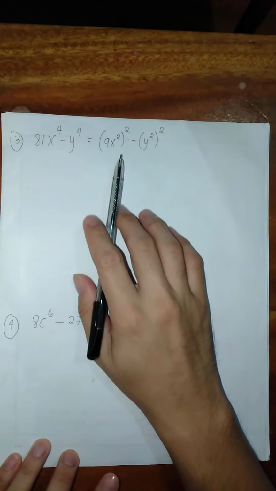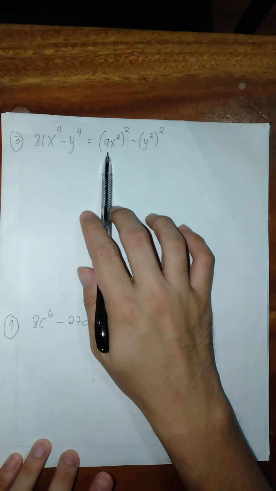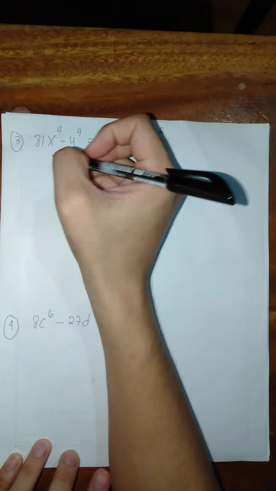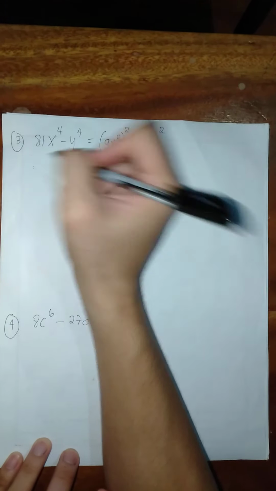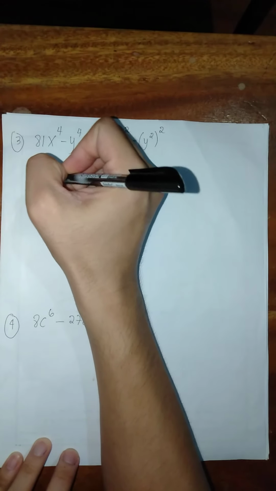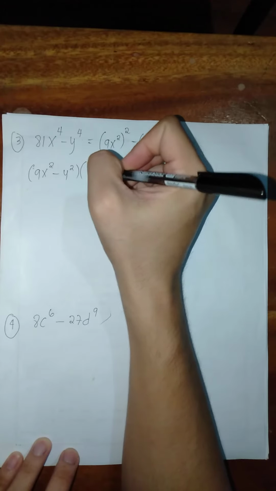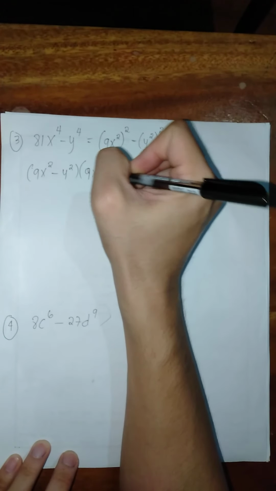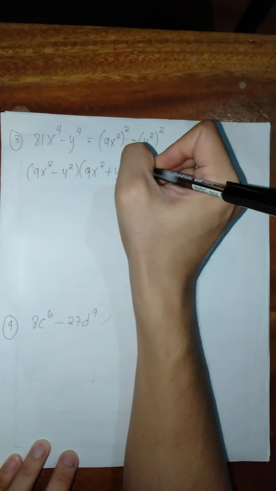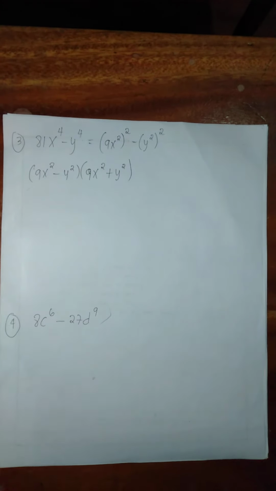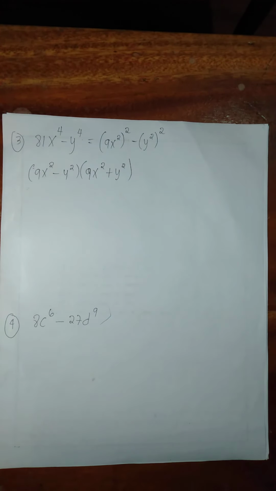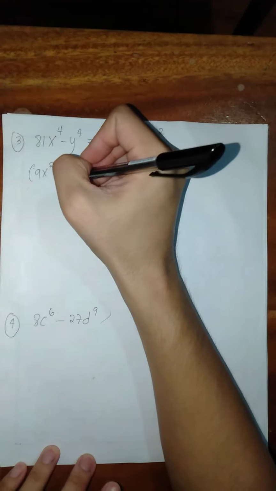Then, since kuha mo na yan, kunin mo na to as your x and your y. So, that is 9x squared minus y squared multiply by 9x squared plus y squared. Then, tapos na ba yan? Do you think tapos na?